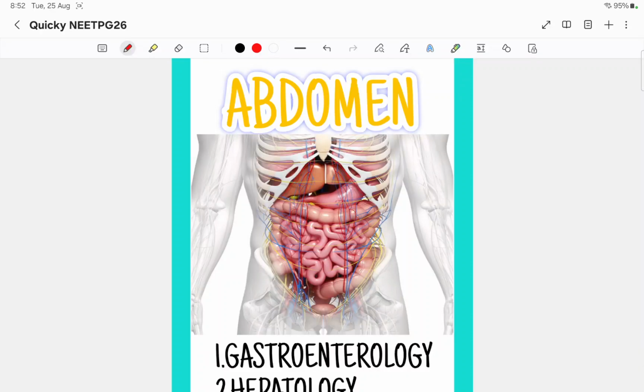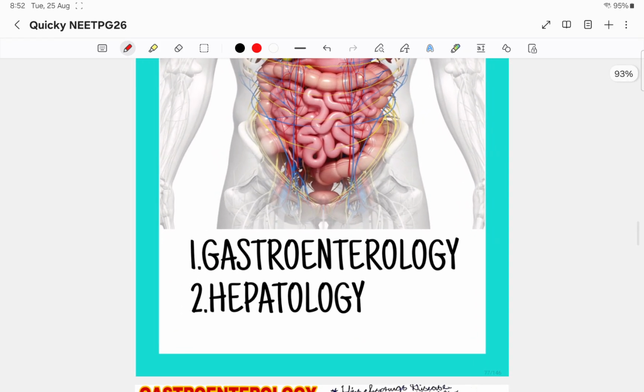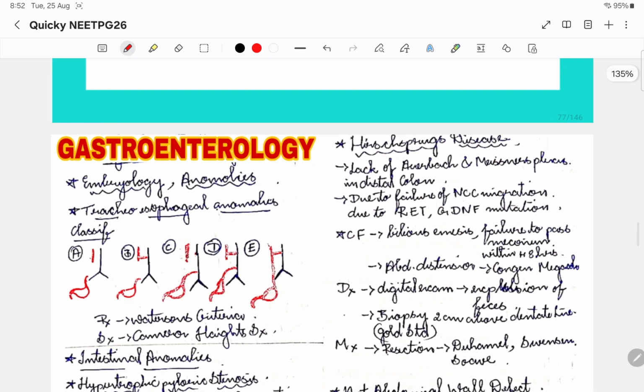Hello guys. So now that we are done with thorax, now we'll move on to abdomen. In abdomen, we'll be dealing with gastroenterology and hepatology. So let us start with gastroenterology. We'll finish off the embryological part and all its anomalies here.